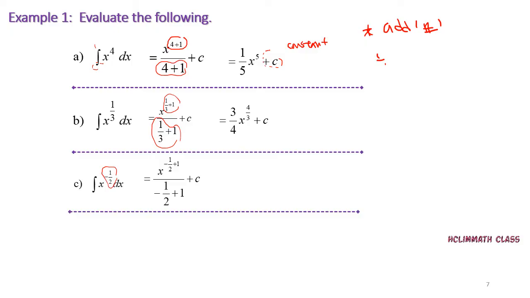So we do the same process. We add 1 first, and we divide by minus 1 over 2 plus 1. So we bring down here, we divide, and you simplify. So you will get the answers.